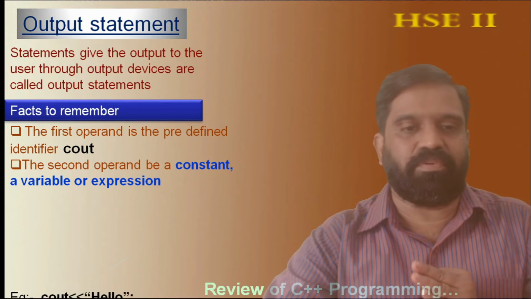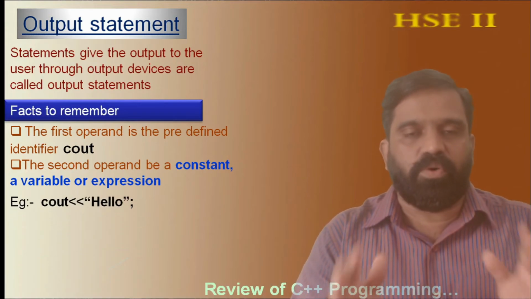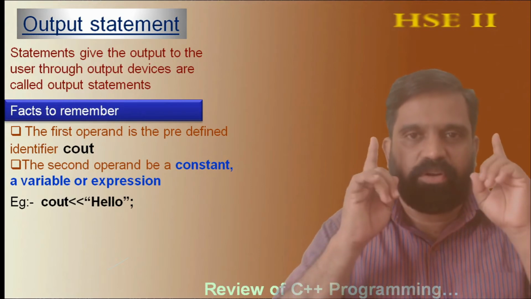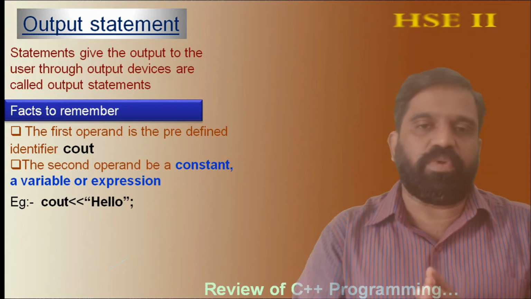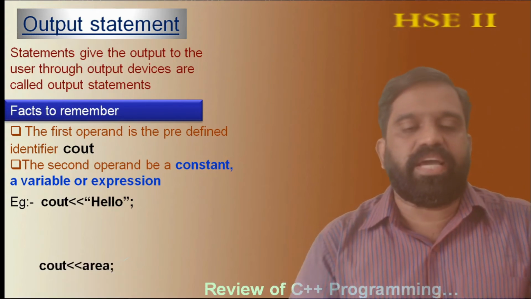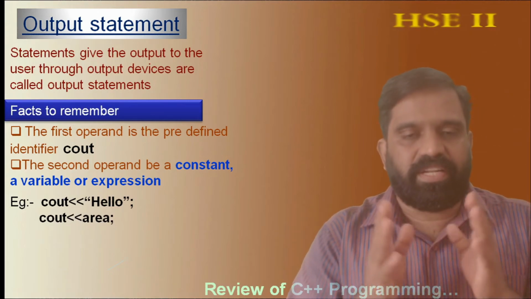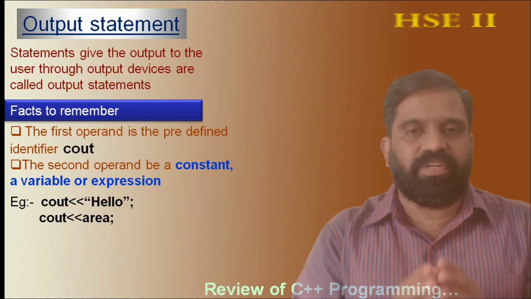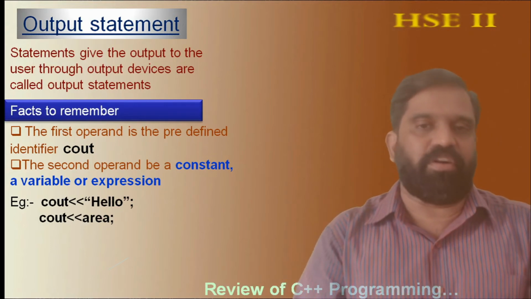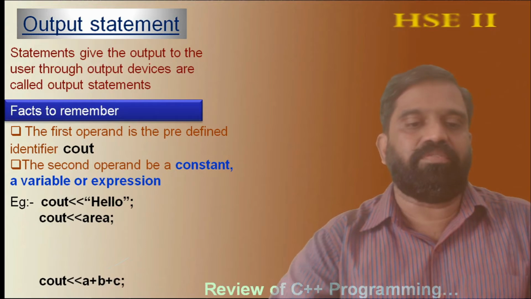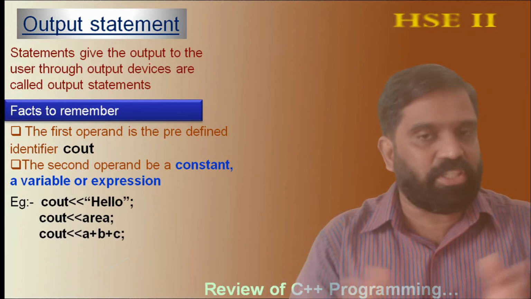Let us see a few examples for that. cout hello. Using cout hello, directly you can show the string constant hello through the display unit. Another example, cout area. Area is a variable. That area may contain some value, and the value stored in the variable can be displayed through the monitor. Another example, cout a plus b plus c, that is an expression.